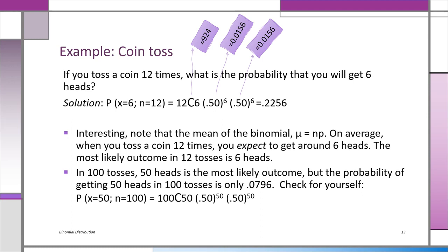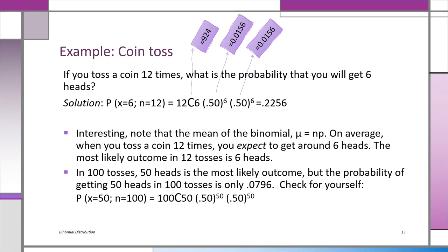And let's prove it. 12 combination 6. And there you see that in the parentheses 0.5 and 0.5. That's the probability of a head and the probability of a tail, obviously, or you want to call it success and failure. And notice the exponents are 6 and 6 because you want 6 heads, which means you automatically have six tails. It works out to 0.2256.